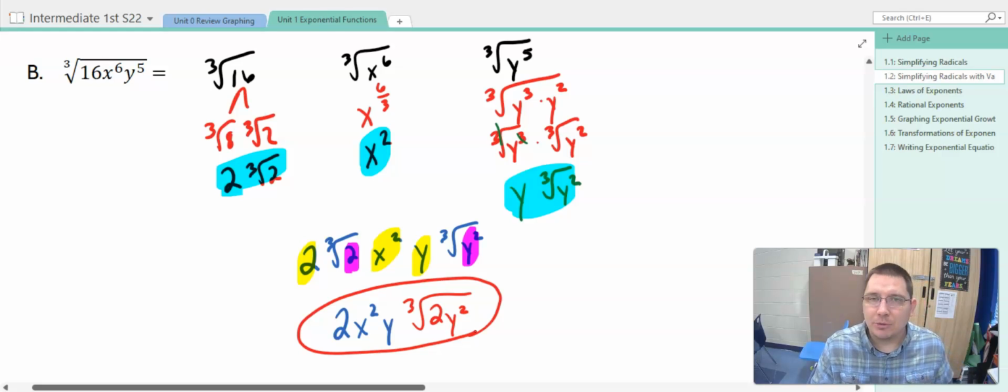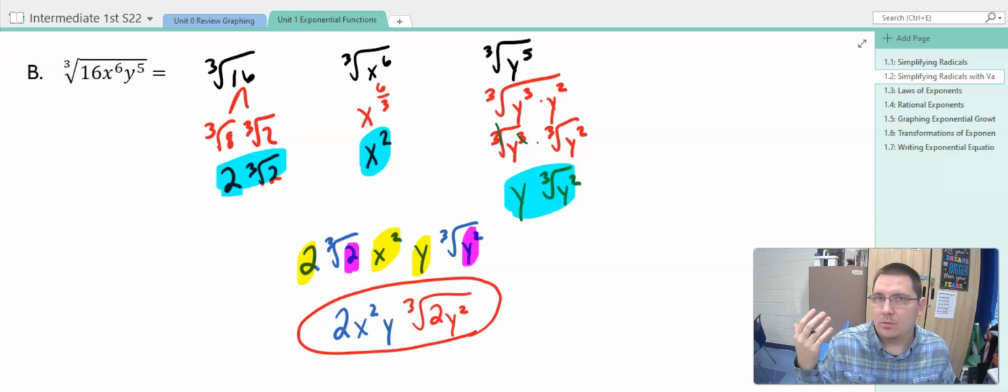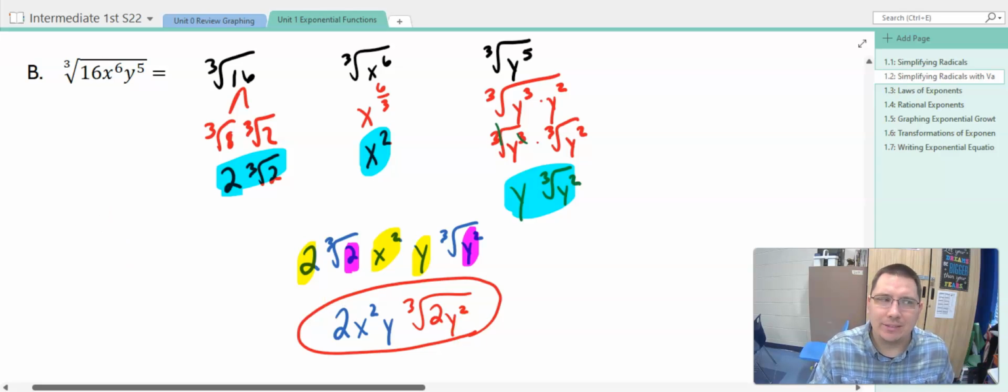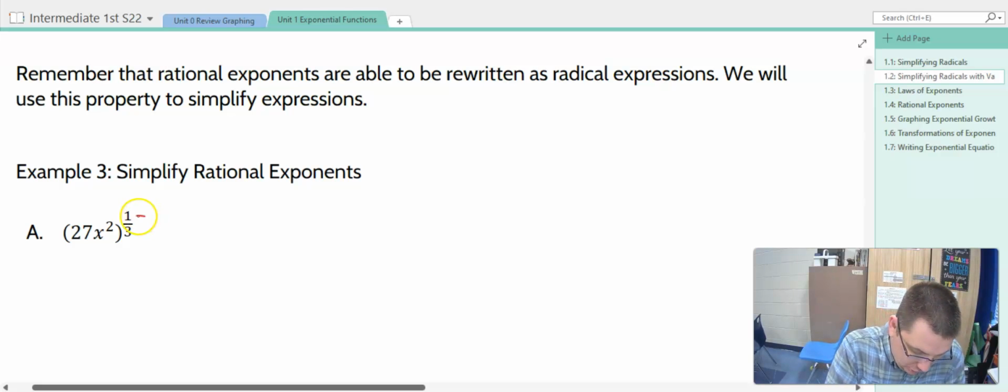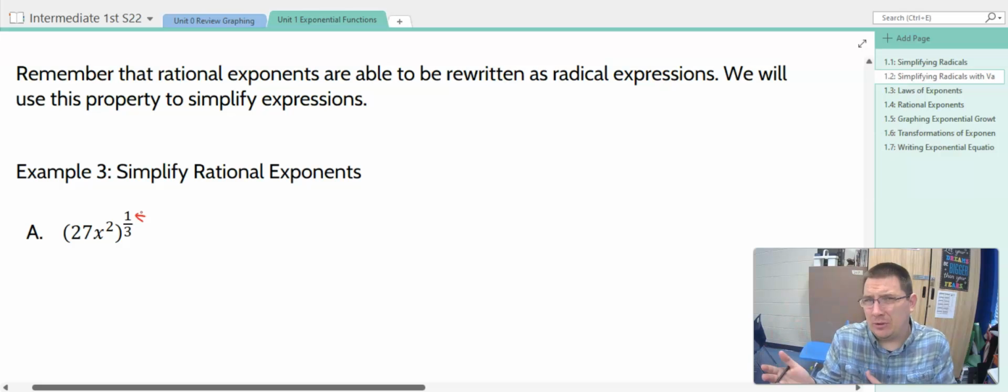Okay? We're going to look at example 3 and a couple of problems where, again, we need to remember that fractional powers mean radicals. And so that's what we're going to look at in example 3. So remember that rational exponents are able to be rewritten as radical expressions. We will use this property to simplify expressions like we did in examples 1 and 2. And so in example 3, we have 27x squared raised to the 1/3 power. And so because the numerator is 1, there's no extra power that we're dealing with.